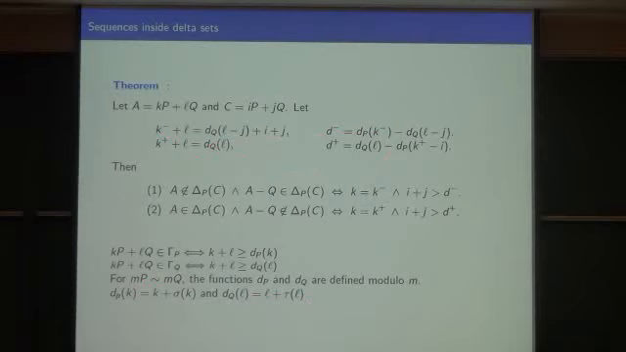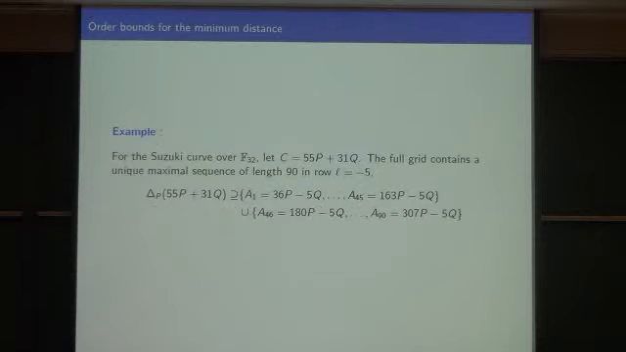Now we want to find the longest sequence inside delta PC. So this is what we have here. So A is not in delta PC, and A minus Q is in delta PC if and only if. So these things we can compute easily using a computer, right? So using this, we could find the coset bounds.